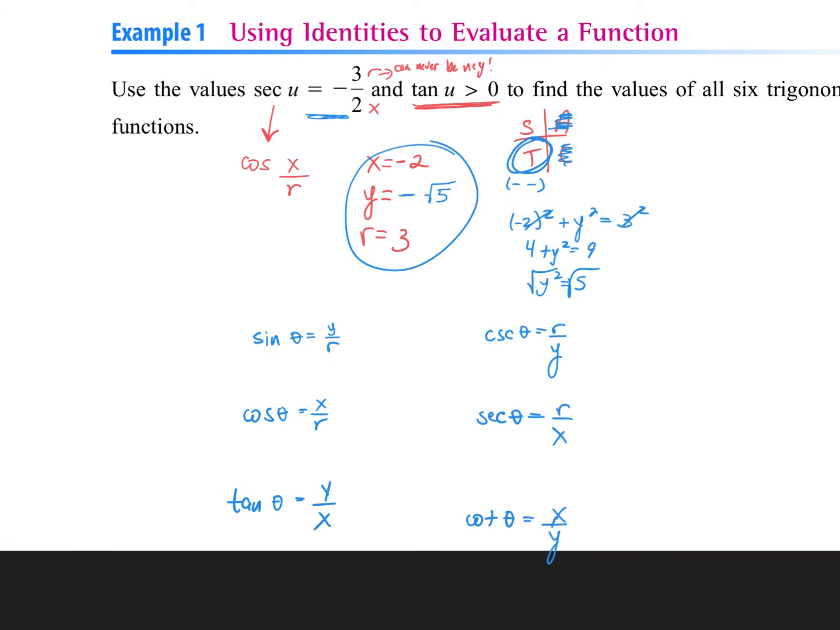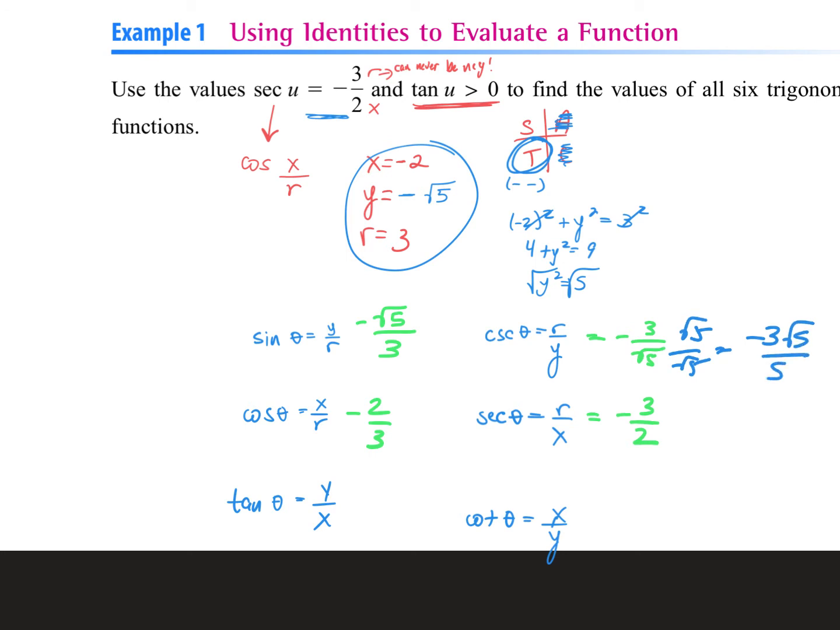My secant is negative 3 over 2, right? And my cosine is negative 2 over 3. Agreed? Okay, so sine is going to be y over r, so it's going to be negative root 5 over 3. Agreed? So then my cosecant is going to be negative 3 over root 5. Can I leave it like that? WebAssign lets you, but Mrs. Meadows doesn't. So we have to rationalize. So it's negative 3 root 5 over 5.